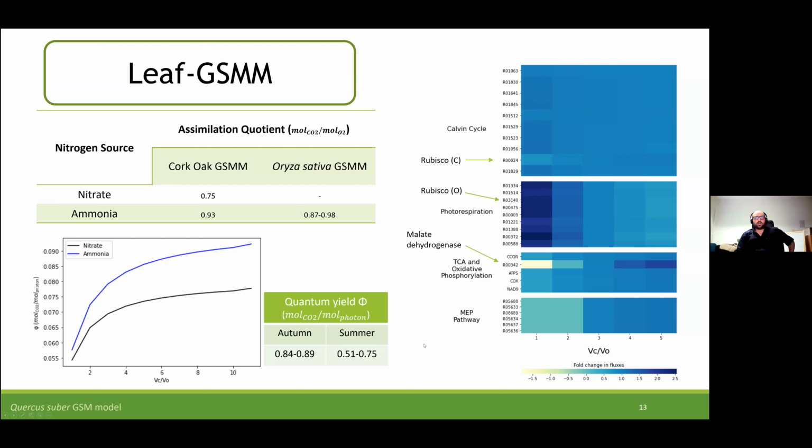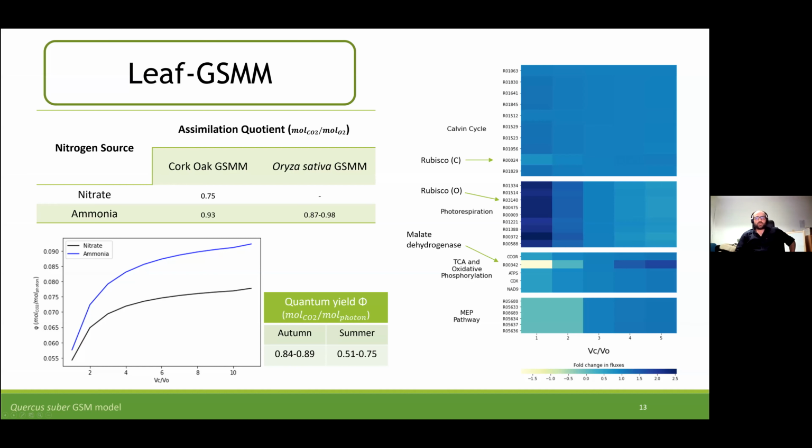So globally, we can say that results seem promising. We are complying with most of the tests usually performed with these models, and the pathway analysis of the models is showing that the model is behaving as expected when performing simulations within stress conditions.